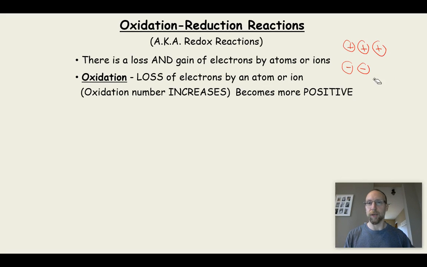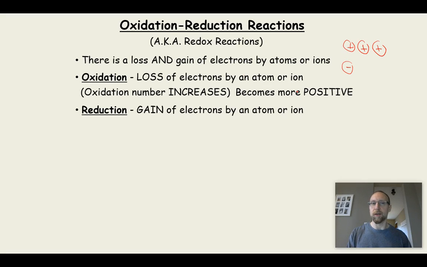So when you lose electrons, you become more positive because you're losing negatively charged particles. If I lose another electron, now I become even more positive. Right? So the more electrons you lose, the more positive you become. Okay? And now going the other direction, reduction, that is a gain of electrons. Right? So a gain of electrons by an atom or an ion.